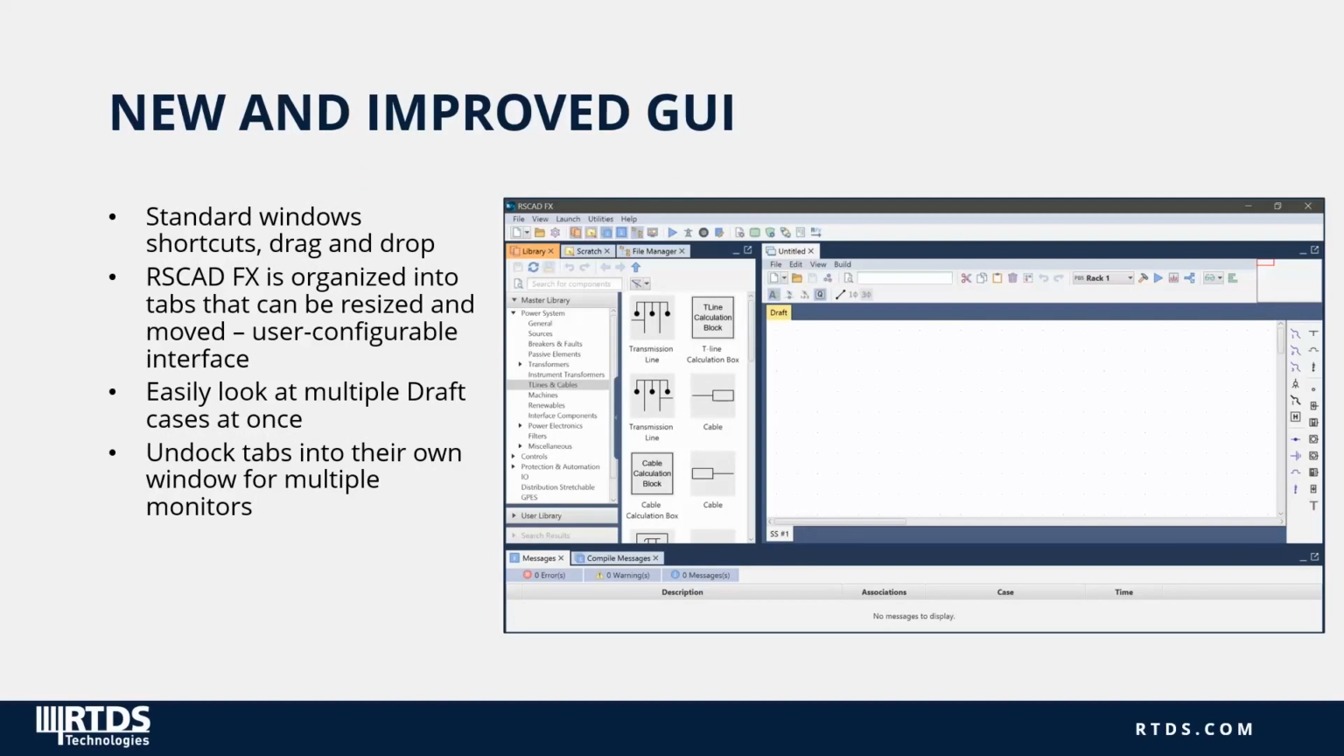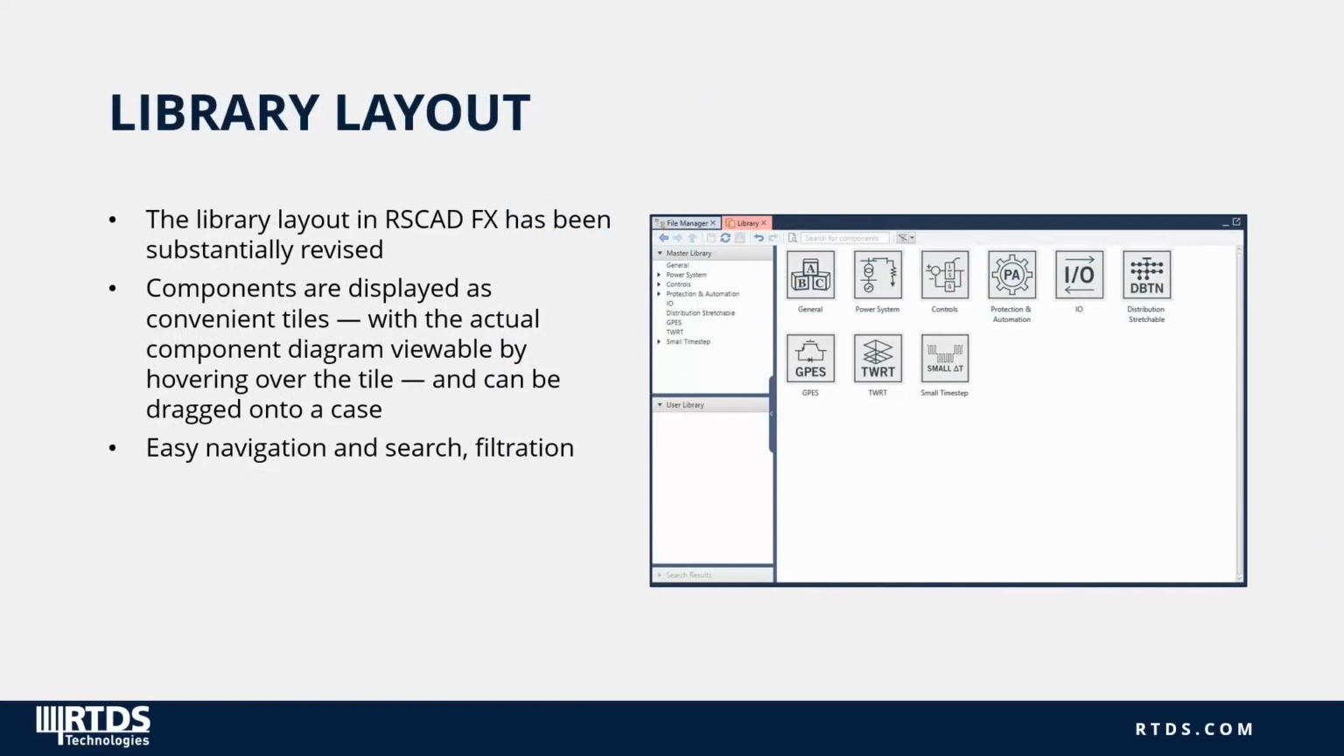Here you can see the new look of the draft module. It is very customizable with resizable panes which can be undocked and redocked to maximize the workspace using multiple monitors. The look of the component library has also changed, and features have been added to improve the navigation and search features to make it quicker and easier to find components.